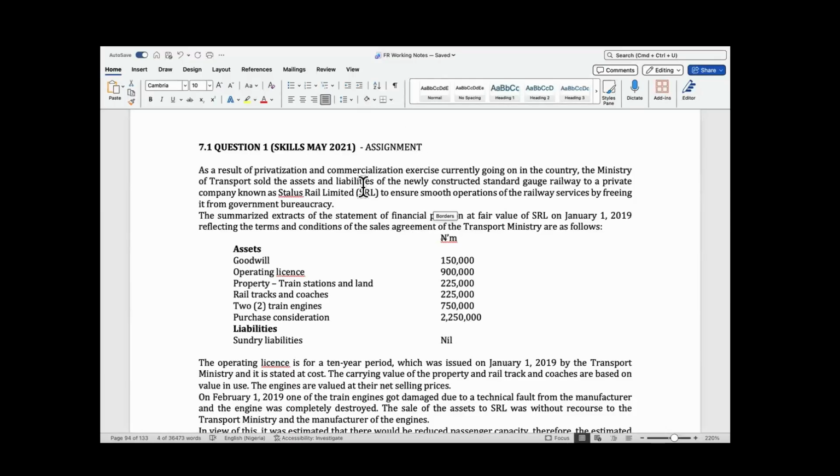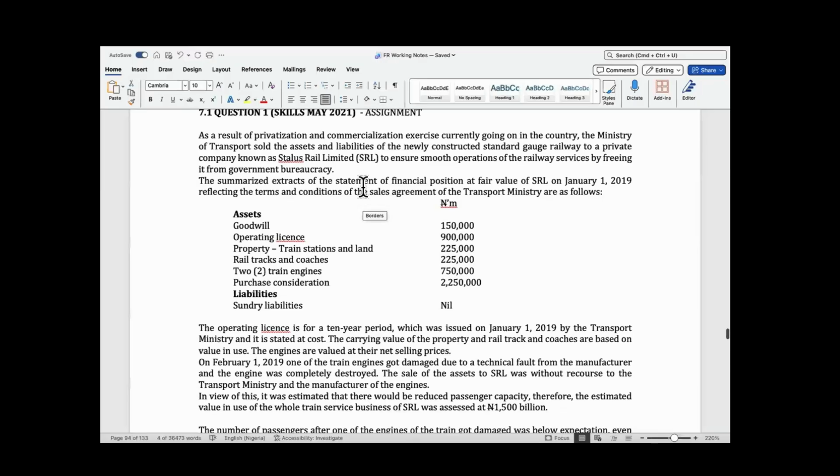Okay, now, this assignment I gave you was a 2021 question, and it talks about a company that bought a government asset.